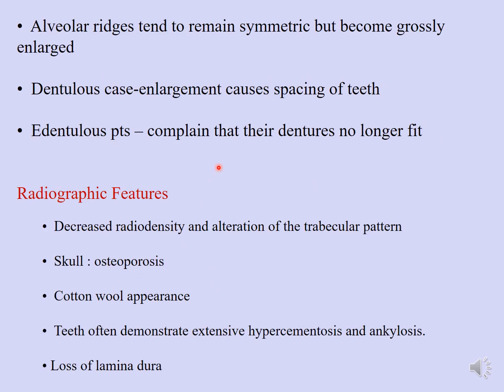Dentally, it's very common to see alveolar ridges that tend to remain symmetric but become grossly enlarged. Usually these patients complain of spacing in teeth. If they are dentulous, then you see spaces between their teeth. If they are edentulous, then their dentures very frequently don't fit them. These patients keep coming back to the dentist saying, I just got the denture done and now it's not fitting me anymore.